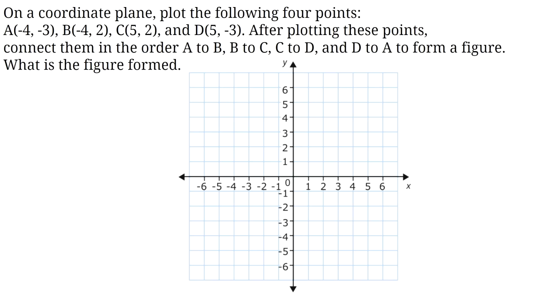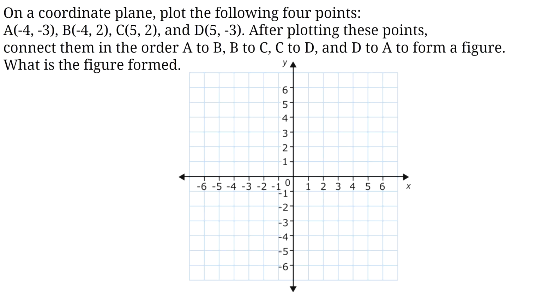On a coordinate plane, plot the following 4 points. A: -4, -3. B: -4, 2. C: 5, 2. And D: 5, -3. After plotting these points, connect them in the order A to B, B to C, C to D, and D to A to form a figure. What is the figure formed? To answer this question, you have to know how to plot points on the coordinate plane and also identify shapes.